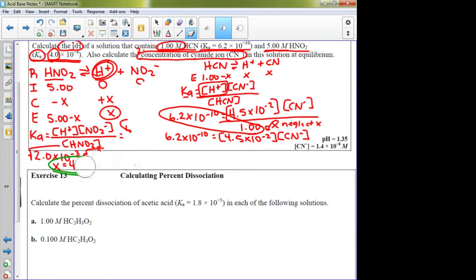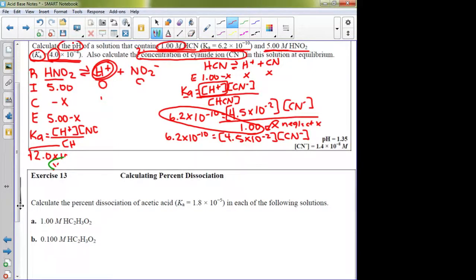Let me erase so we're not getting confused. Can I solve for CN negative? Yes, all I have to do is what? Divide by 4.5 times 10 to the negative 2. So my concentration of CN negative is 1.4 times 10 to the negative 8 molar.